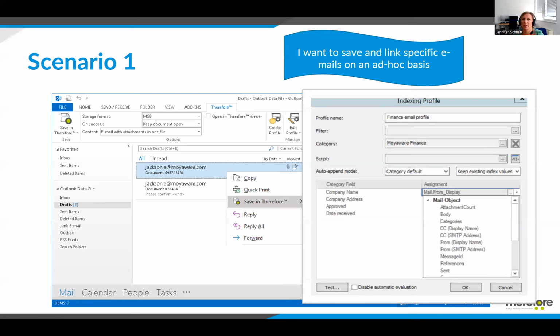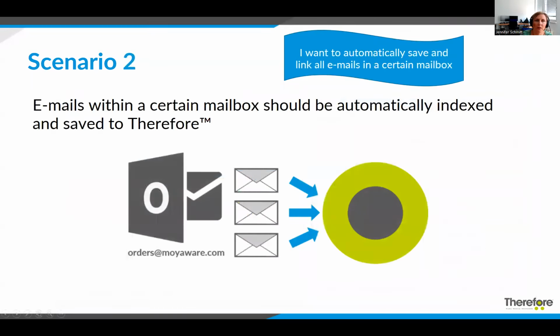So if you get an invoice by email, you would manually save it to the invoice category, and that would then automatically jumpstart the invoice approval workflow. So there you go. Now that we've gotten this basic scenario out of the way, let's look at scenario 2.